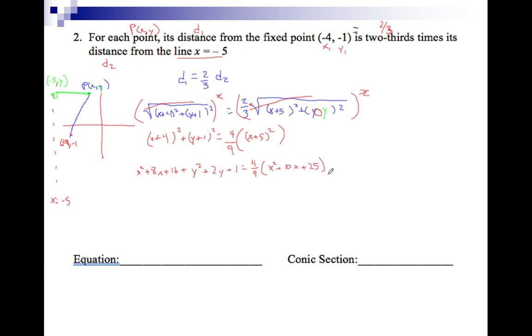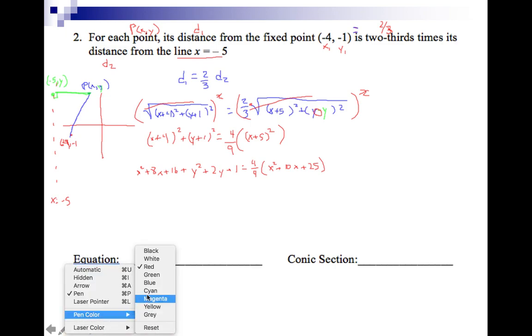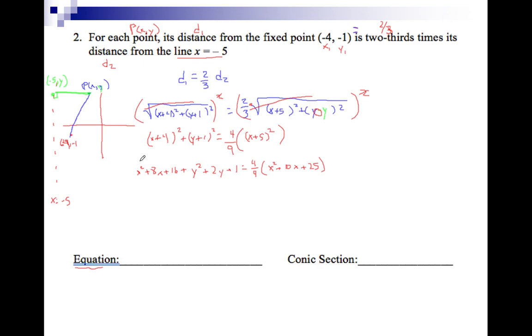Now I'm going to remind you of an algebra trick. I really don't want to distribute 4/9 to all of this. Think about your general equation. Your general equation doesn't have any fractions in it. Let algebra be your friend. Multiply everybody by 9.